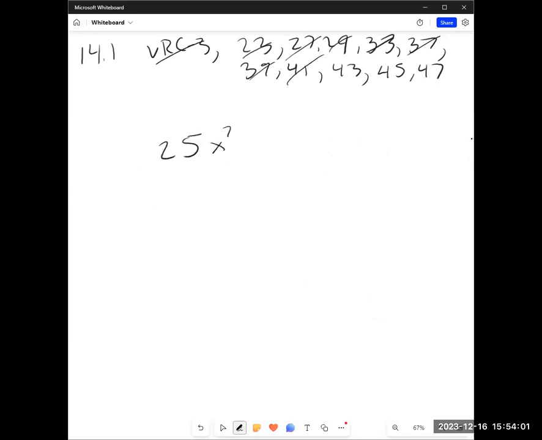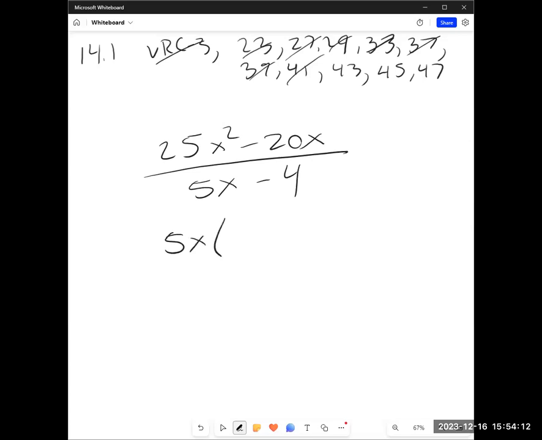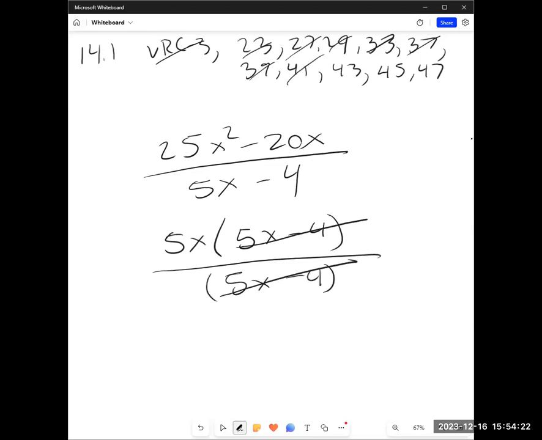25x squared minus 20x over 5x minus 4. Factor out the 5x here. That'll leave me with a 5x minus 4 over 5x minus 4. And that leaves me with 5x as my final answer.